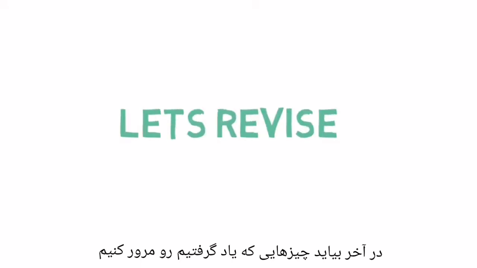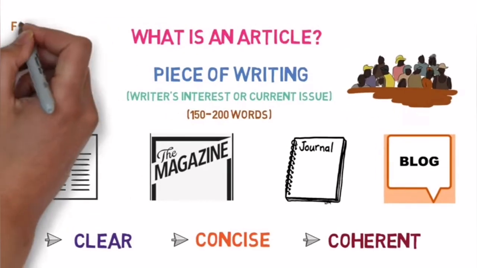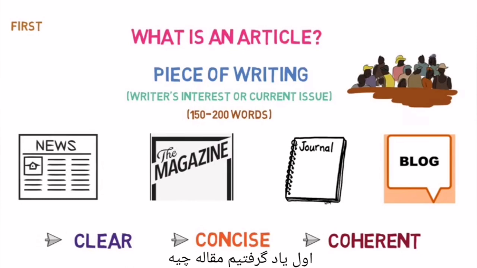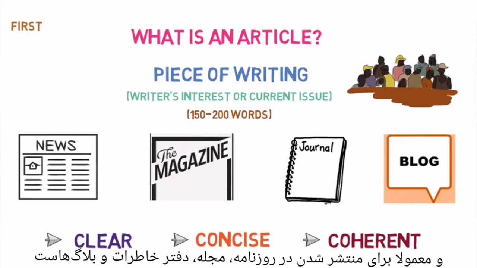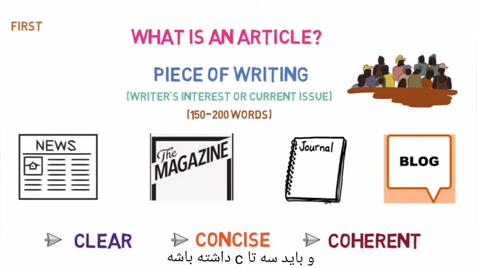That's all in this video. Let's quickly revise what we learned in this lesson. First, we understood what is an article. An article is a piece of writing written for large audience, and it is mainly intended to be published in newspapers, magazines or journals or blogs. And it must have 3 C's in it. It must be clear, it must be concise, and it must be coherent.